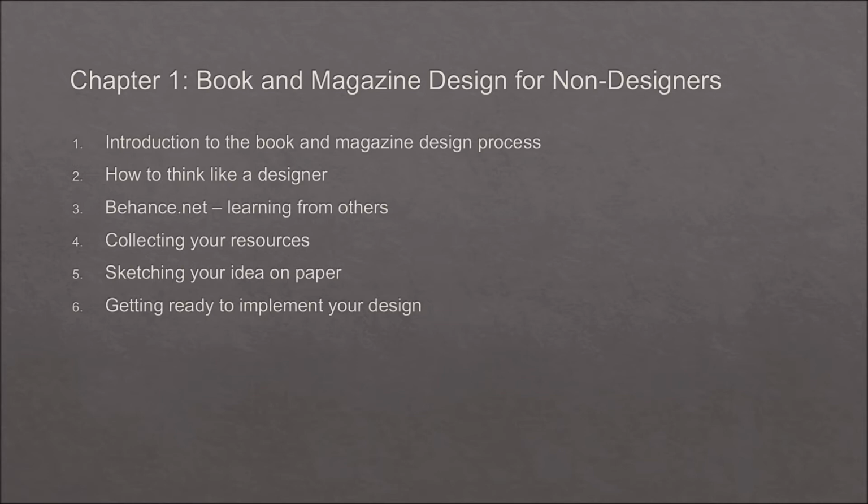So in this chapter, we have 6 points that we will cover with you to help you being a good designer. The first point, introduction to book and magazine design process. Number 2, how to think like a designer. Number 3, Behance.net, learning from others. Number 4, collecting your resources. Number 5, sketching your idea on paper. And the last point, getting ready to implement your design.